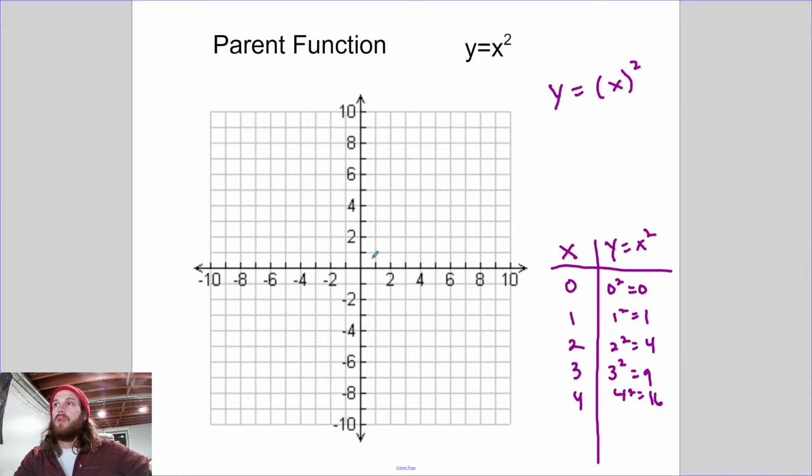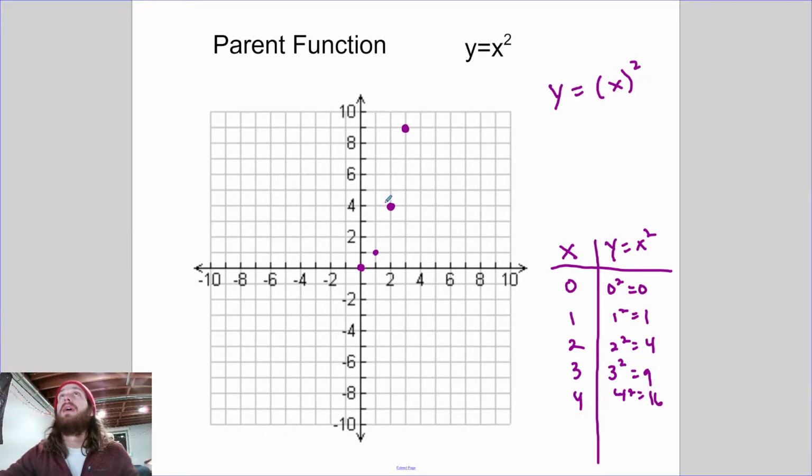So 0, 0 is one of the points, right? 0 squared is 0, 1 squared is 1, 2 squared is 4. So the heights are just the x value squared. 3 squared is 9.